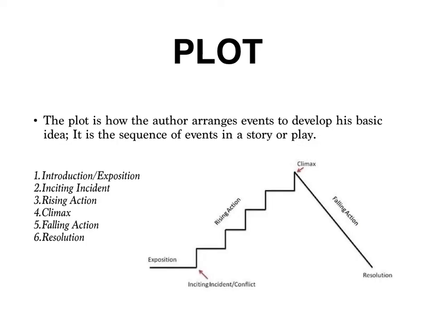That brings us to plot. So whenever we're talking about plot, I want you to think about what is happening. So the plot is how the author arranges events to develop that basic idea. So it is what is happening, but also the sequence and the way that the author arranges events in a story. Now, whenever we're looking at a short story, we often try to fit it into what's called a plot graph. And this is how we organize events to understand the material and what the author is trying to do.